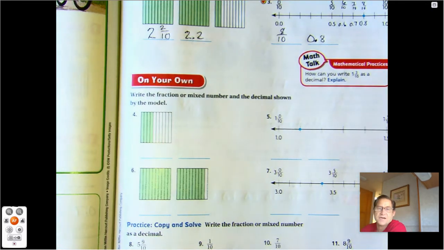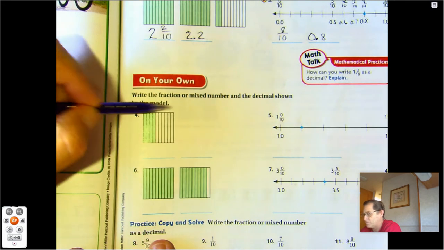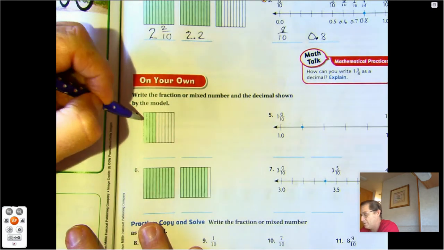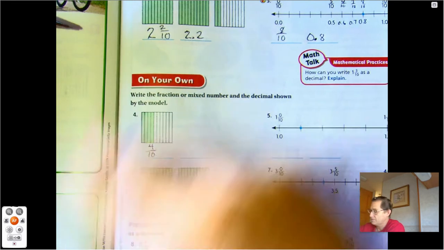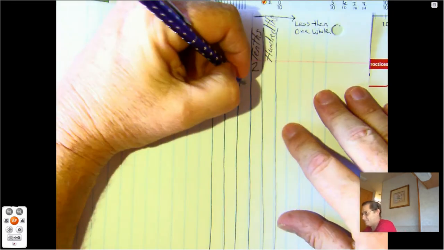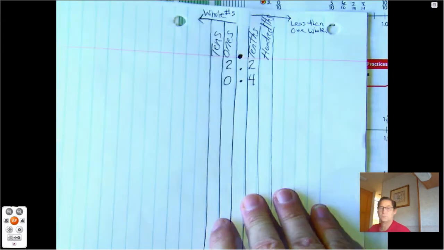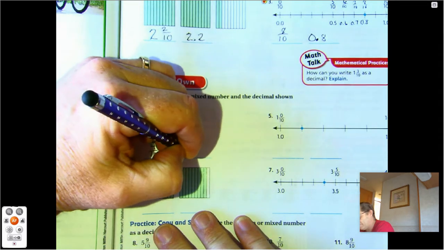Number 4, write the fraction or mixed number and the decimal shown. All right, so I only have this one square. It's not complete, so my value has to be less than 1. So I have 4 out of 10 parts. So 4/10 would be written as 0.4 and is read as 4/10.